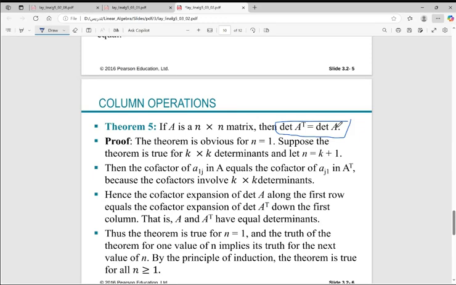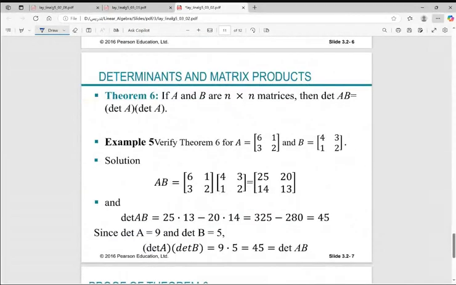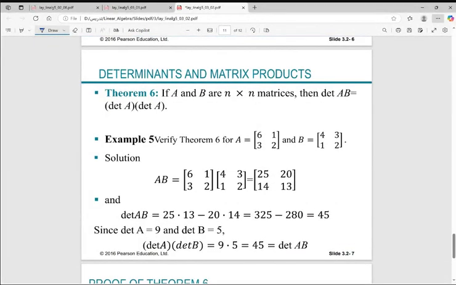This is also an important point. You should keep this in your mind. Please let me repeat this. A matrix A and its transpose, A transpose, have the same determinant, right? Okay. So please keep this in your mind. The determinant of A equals the determinant of A transpose. Okay.